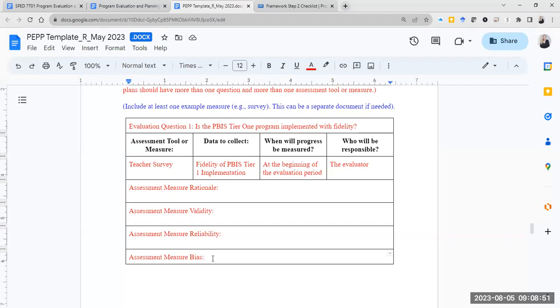What I'd love for you guys to do is to try to find something that someone else has done, not like another school district necessarily, but a researcher. There's a ton of co-teaching surveys. There's probably some PBIS surveys out there as well. So unless you're doing something very, very specific, it's always a good idea to try to find a valid instrument out there.